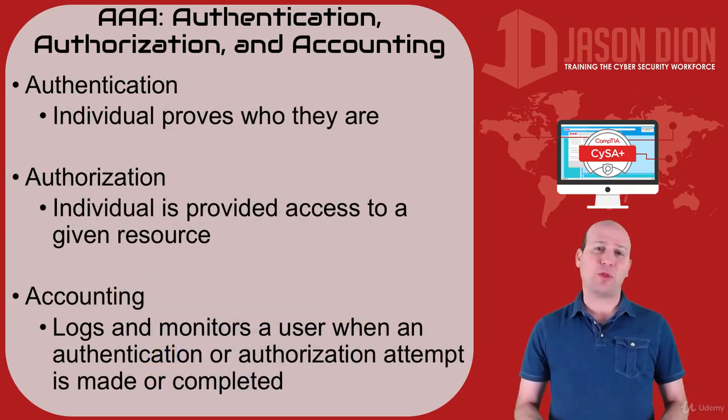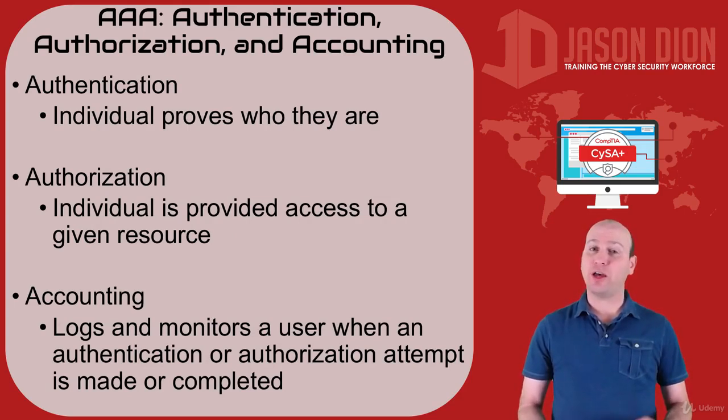Now, when we talk about the 3 A's, you have to understand what the definitions are. Authentication. Authentication is an individual proving who they are. So in my example before, I use my passport to show that I am Jason Dion. Authorization. This is the individual being provided access to a given resource. So in the case of my airport example, I show that I'm Jason with my passport, and the City of London will let me exit the airport and enter their city because I've crossed the border, right? They've authorized me.